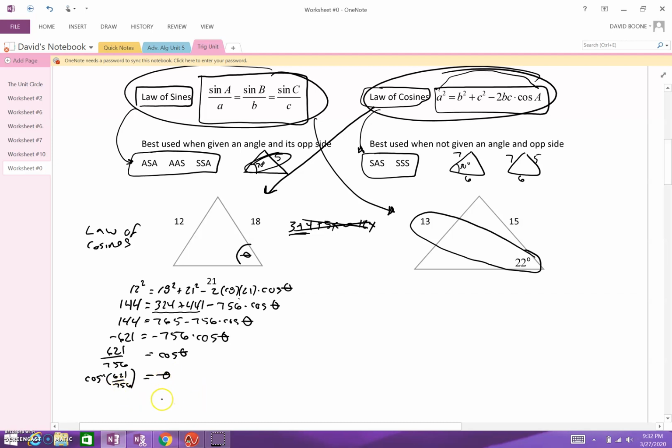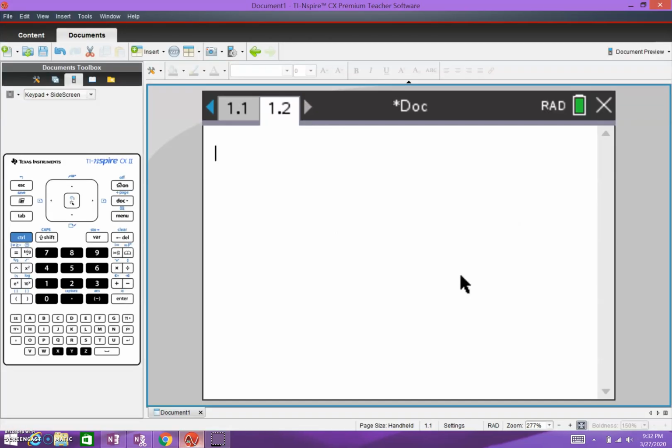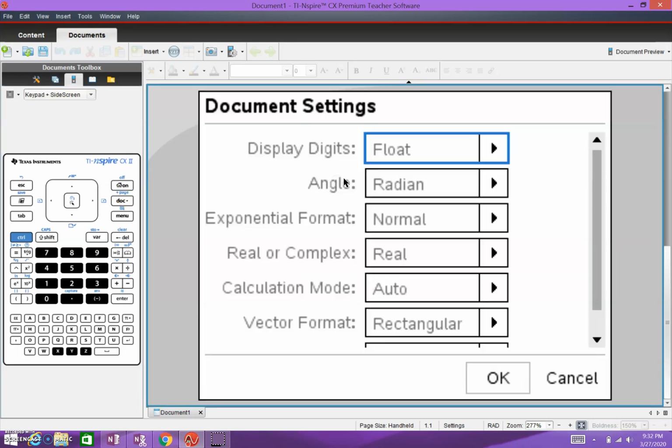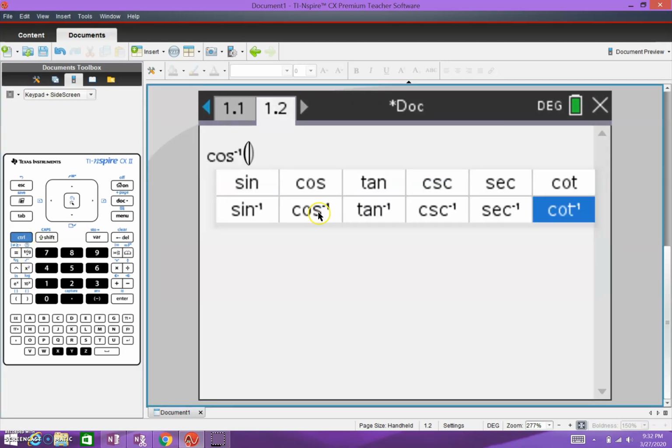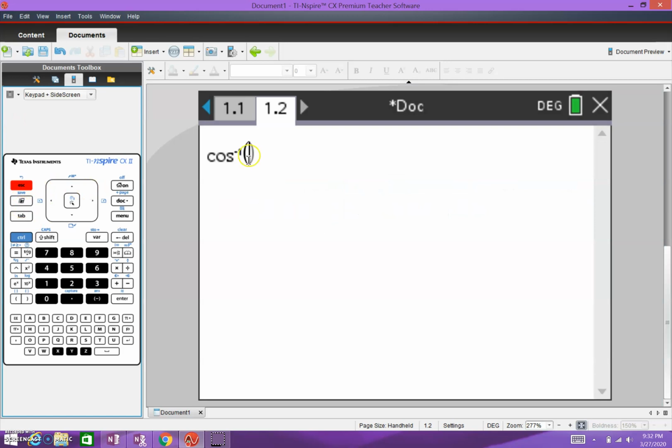And if I want to get this in degrees, I go to my calculator and make sure I'm in degree mode. So I'm going to go back out to that home menu, change those settings, document settings, and put that in degree mode. Now when I go back to that screen, notice it's in degree mode. So now when I do the inverse cosine, I go trig, inverse cosine, and inside here do a control divide for the fraction, and then go 621 on the top and 756 on the bottom. That's about, if I round to the nearest degree, 35 degrees.